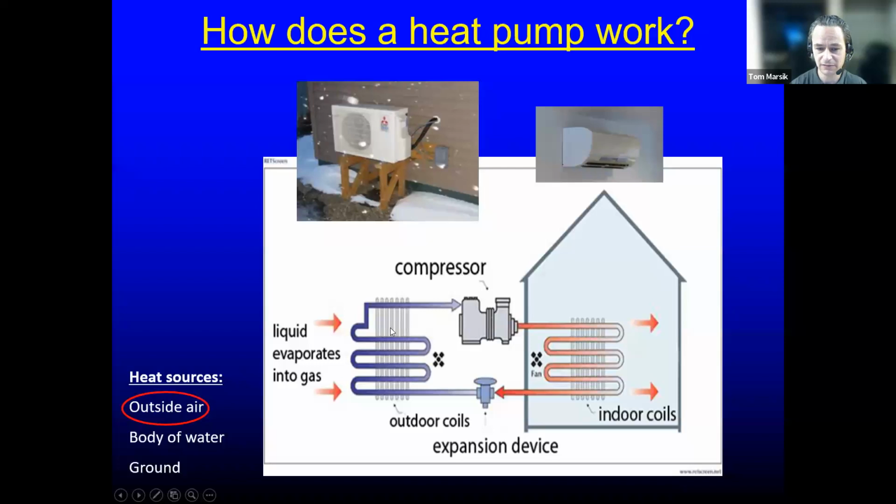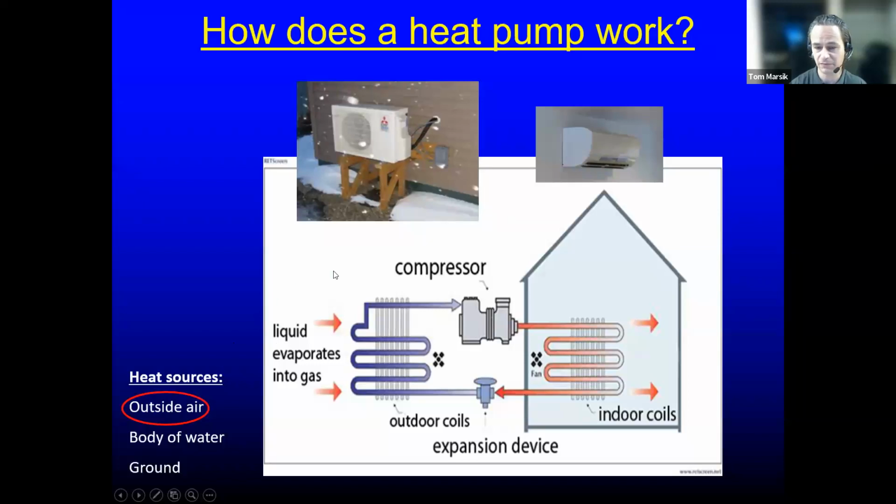Now, the outside environment can be either the ground, then we talk about a ground source heat pump. It can be a body of water, then we talk about a water source heat pump, or it can be the outside air, and then we talk about an air source heat pump. And that's what I'm going to focus on in this presentation, because that's where most of the interest currently is in Alaska. It is in the air source heat pumps.